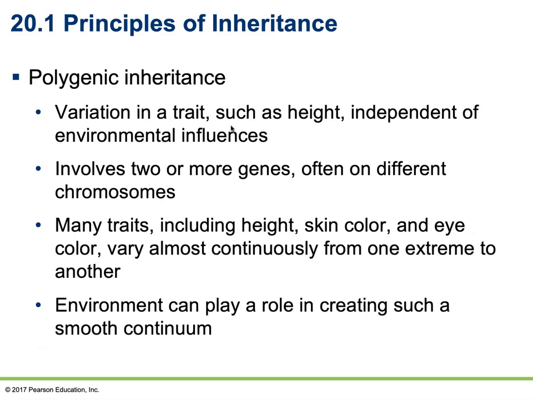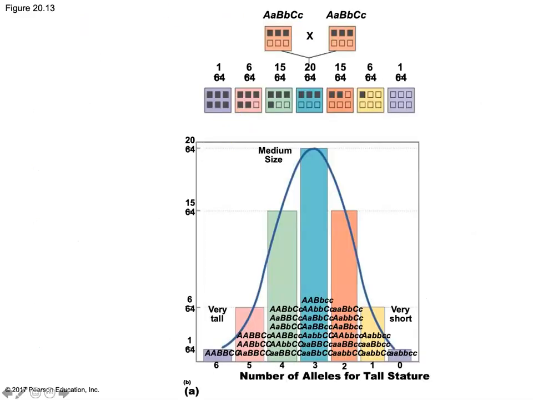This is why if you have a tall father and a short mother, you don't get children who are all tall, or children who are all short. It's because, here, we'll look at this table next. Human height occurs on a spectrum because there are actually multiple genes that encode for height.